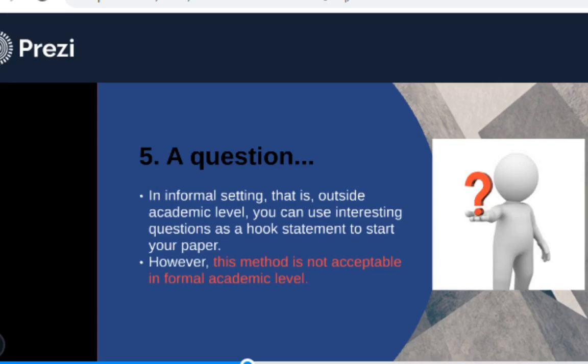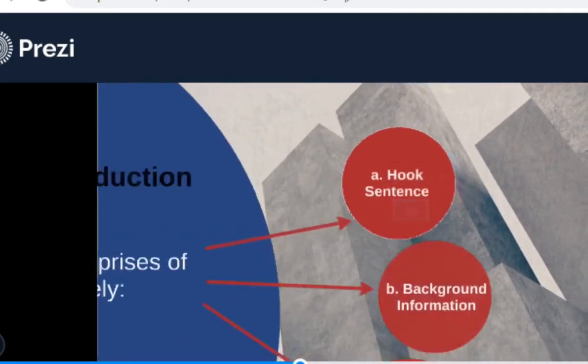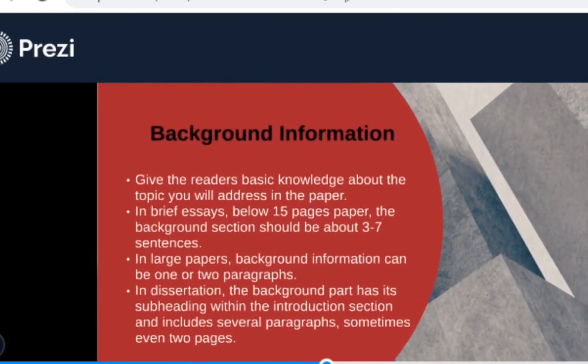Let's go to the background information. There is no specific formula for this part. However, what you're supposed to do is to give your readers basic information about the topic you'll discuss in the paper. In normal essays, that is below 15 pages, the background section will be between 3 to 7 sentences. In large papers, you can have about 1 or 2 paragraphs of this section.